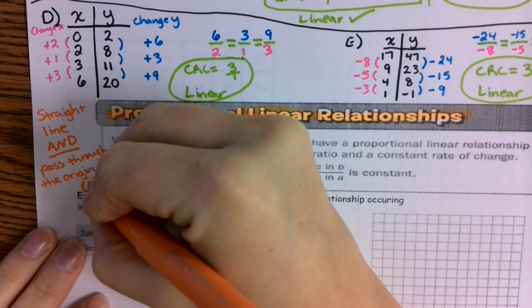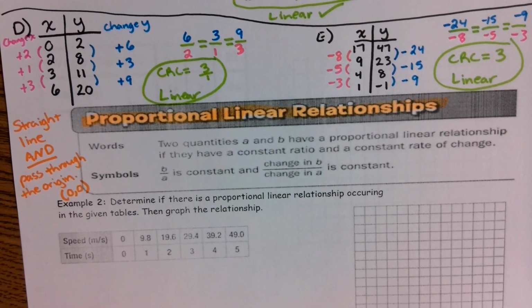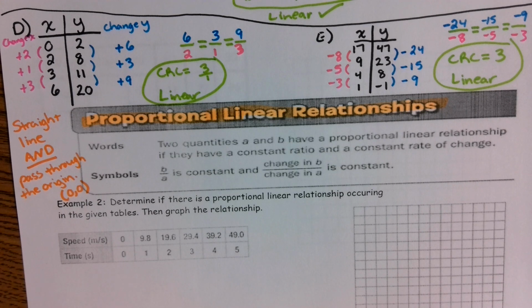And again, that origin is 0, 0. So if you're looking at a table of information, the table would be able to eventually have the point 0, 0 on it. If we're looking at a graph, we would see that it's going to cross through at some point on the origin, or it would be able to connect to the origin at some point.